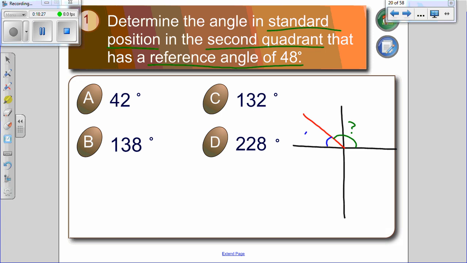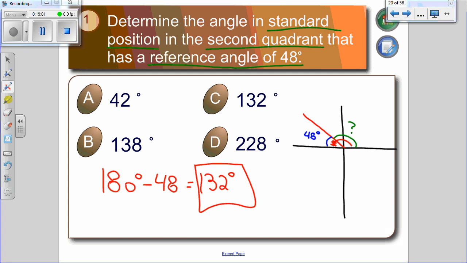If I want to figure out the standard position angle, the green angle, then I would go 180, because that would get me all the way across, and then subtract 48, because that would erase this portion out. And my answer would be 132 degrees. That's the standard position angle that gives a reference angle of 48 in the second quadrant. So the answer would be, oh, I started the wrong one.